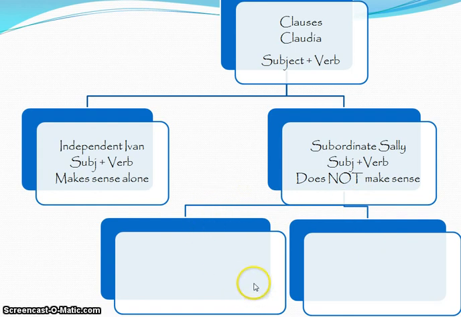Now, when we do sentences, you're going to have to know independents and subordinates, because sentences are created based on these kinds of clauses. It might be one of them, it might be a couple of them, it could be two of these or two of these. But we're going to look at the kinds of sentences today.